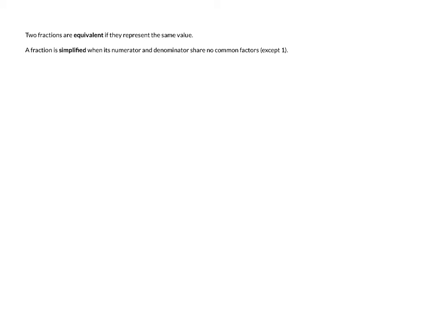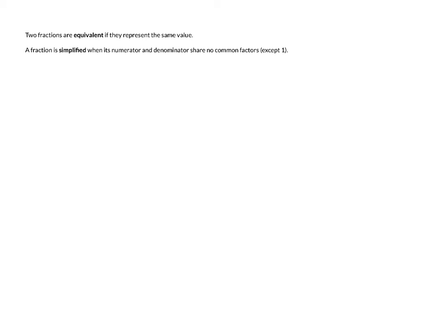Now that we've looked at factoring whole numbers, I want to take a look at reducing fractions. And we're going to have a couple of definitions that we're going to start with here. Two fractions are equivalent if they represent the same value. And a fraction is simplified when its numerator and denominator share no common factors except the number 1.